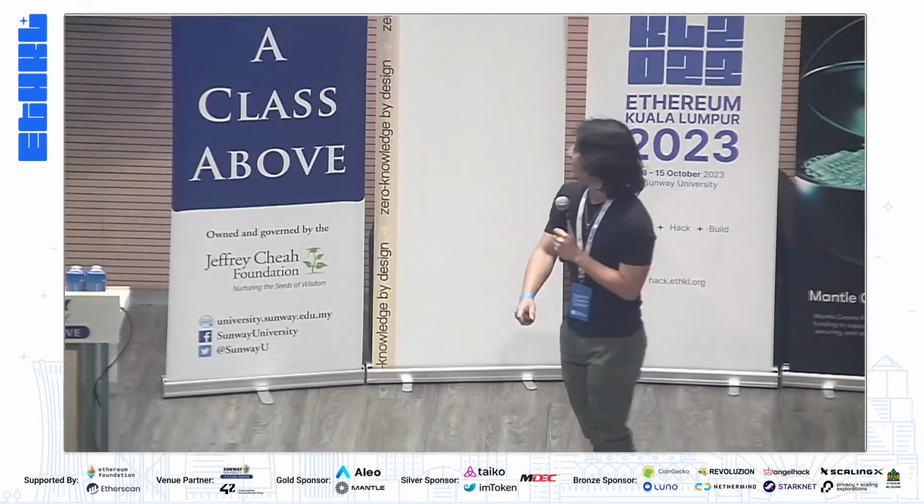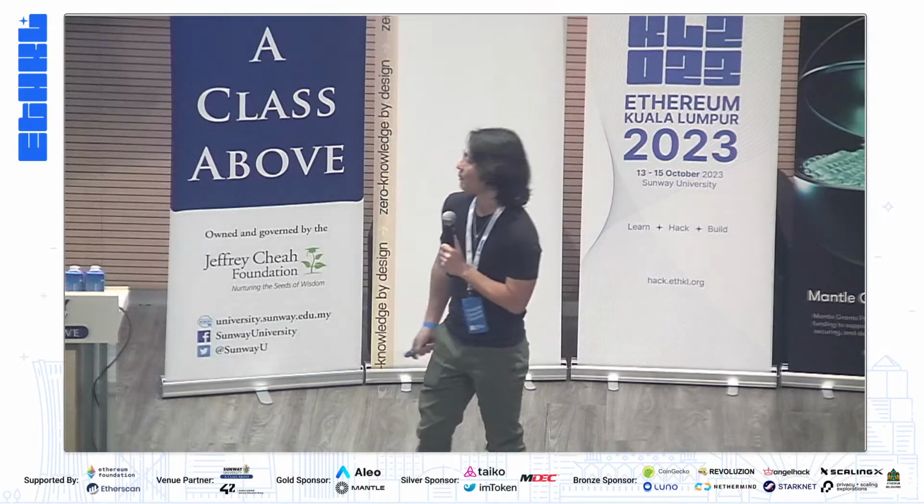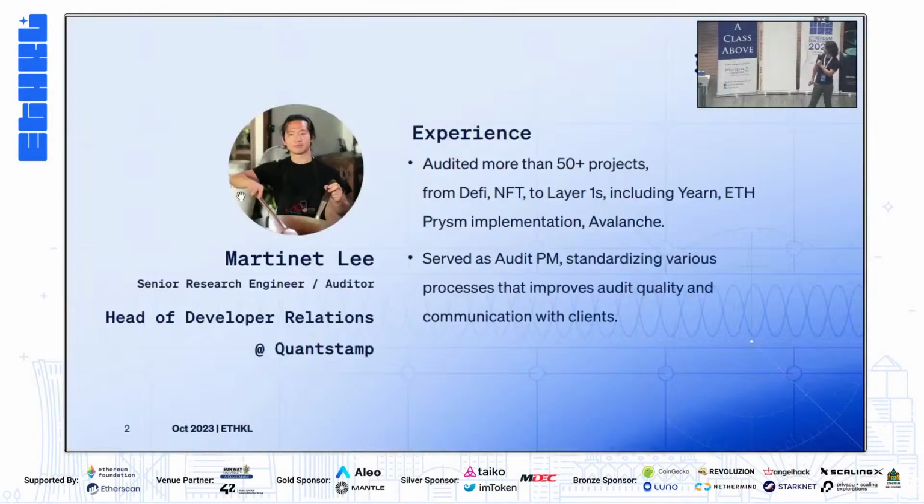So let's go. A bit of background about myself: I'm head of developer relations at Quantstamp. I actually started as a security auditor. I have audited more than 50 projects, from DeFi and NFTs to layer ones, including Yearn, ETH itself, the Prysm implementation, and Avalanche as well. Our firm did a lot more. Then I continued to serve as audit PM, standardizing a lot of different things, so I've worked across the whole stack on the auditing side.